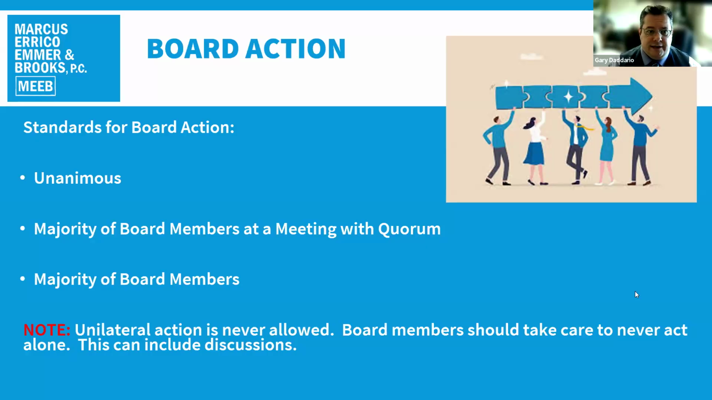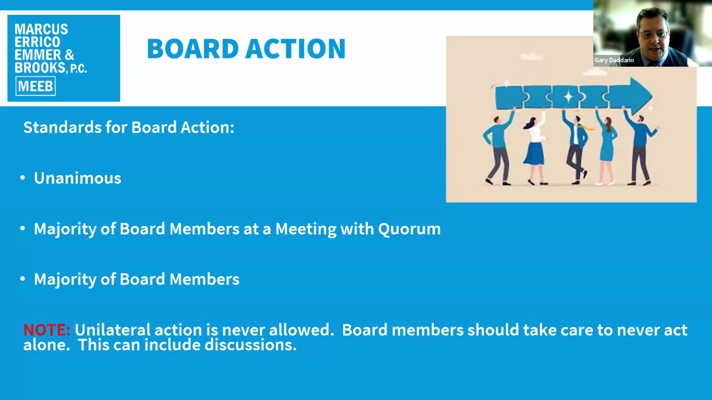Another standard that we see often in the documents is a majority of board members at a meeting with a quorum. It's a common standard. It works. The quorum is usually a quorum of the board as opposed to of the community. If you're having a board meeting and you need board action to happen and it's a board vote and not a community vote, then you typically just need the quorum of the board. And at that point, a majority of those there will make or pass the decision or motion.